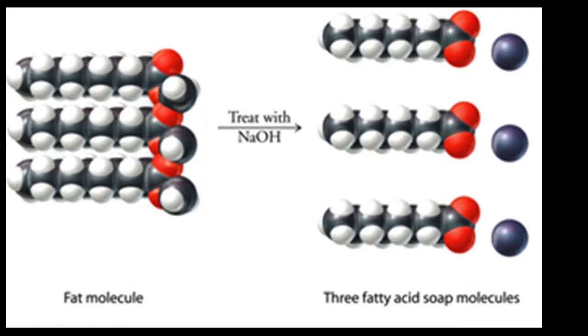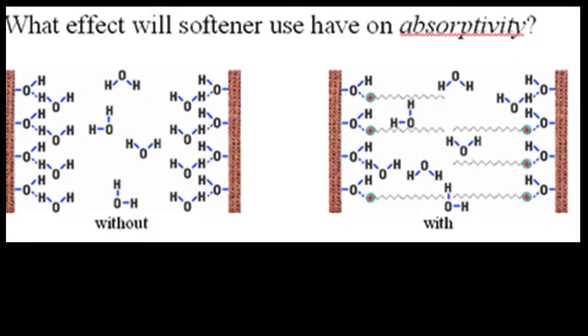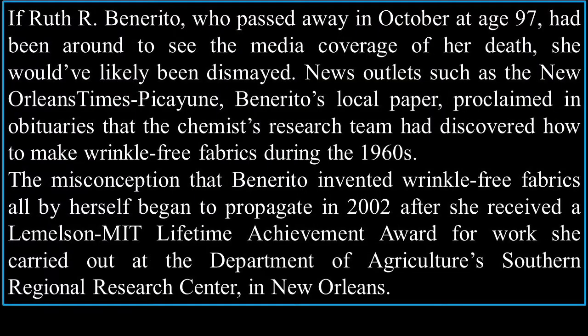Here's a fat molecule treated with acid, and we have 3 fatty acid soap molecules. So if you have one fat molecule, which is a triglyceride, and you apply soap, you can get 3 times the amount. What effect will softener use have on absorptivity? Well, without it, you have it on the left. Everything is a little bit crazy, and on the right, it's much more organized.